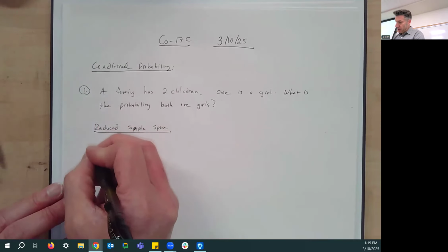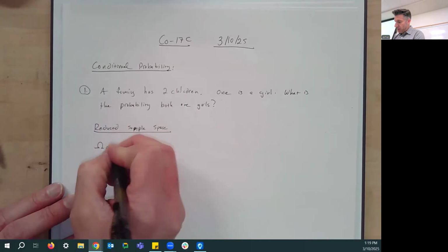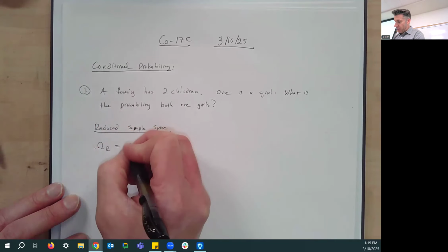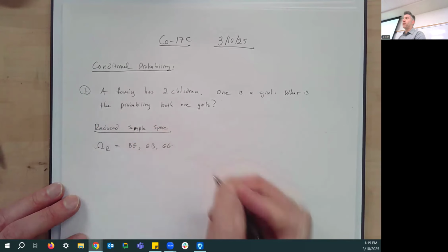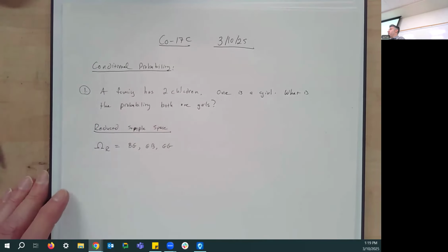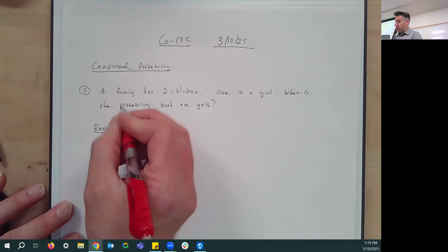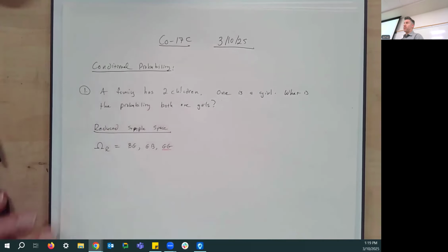Our reduced sample space is just going to be, well, we could have either had a boy then a girl, or a girl then a boy, or a girl then a girl. We know we couldn't have had a boy then a boy because we already know one of the kids is a girl. So out of those 3 things, the one we're looking for, probably that both are girls, is GG.